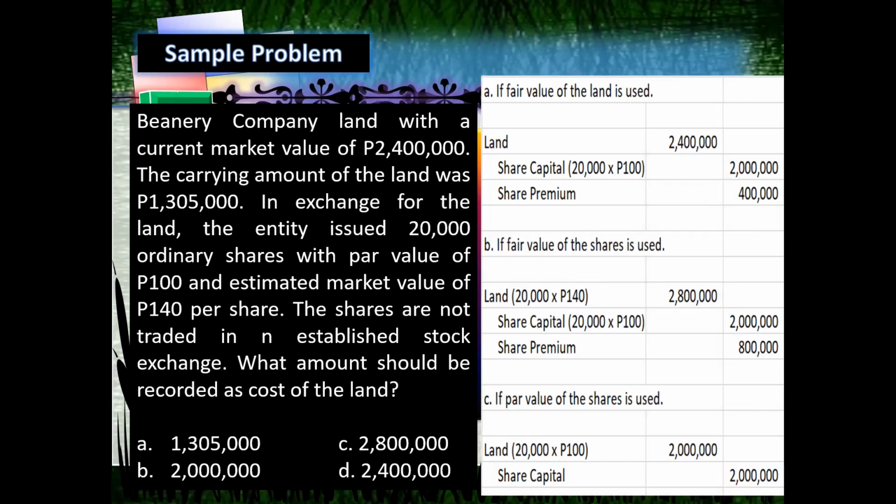Now, lastly, what if wala ring fair value ng shares na issue? So, kung wala talaga, you just refer na lang to the par value of the shares issued. So, dito kung napapansin nyo, wala ka nang i-report na share premium. So, you just debit the land and then credit share capital.